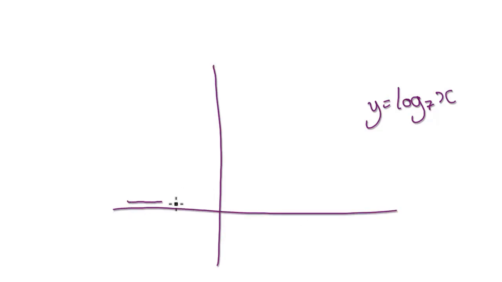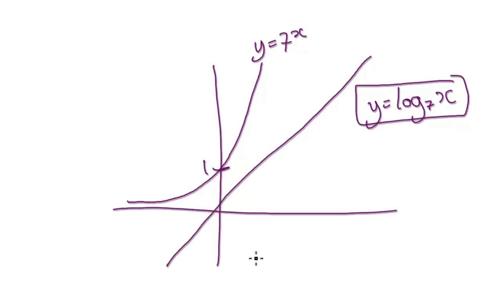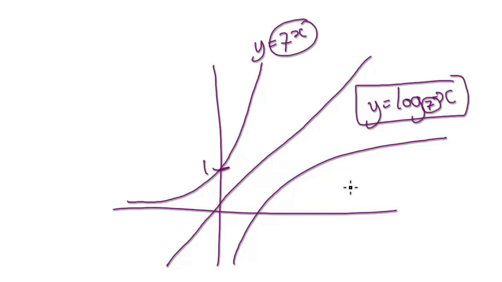And when someone asks you to sketch y equals, I don't know, let's say log base 7 of x, just picture this in your mind: y equals 7 to the power of x. Remember, it still goes through 1. We don't understand what this graph is doing, but we do know that this is a reflection of this along the diagonal line. So picture the diagonal line and then just reflect it. It will look like this. So this is log base 7 of x. So picture 7 to the power of x in your mind and then reflect it. So this is your log base 7 graph.